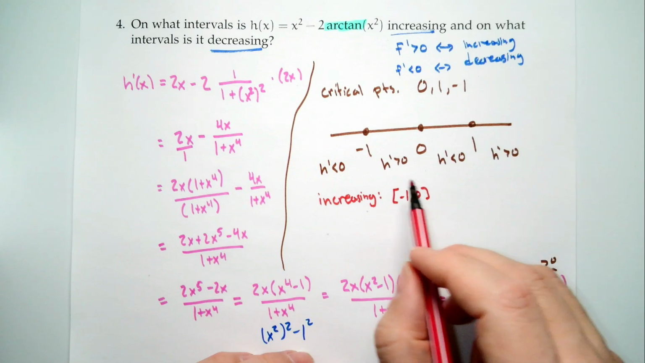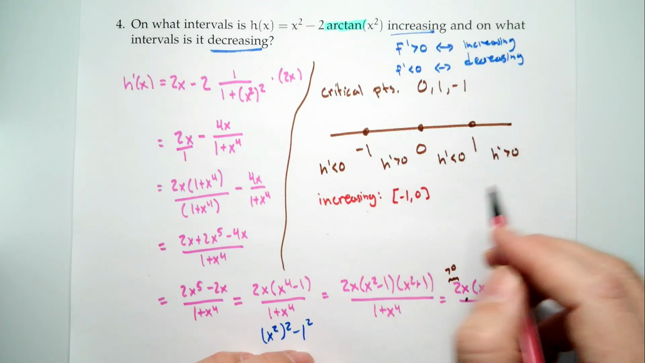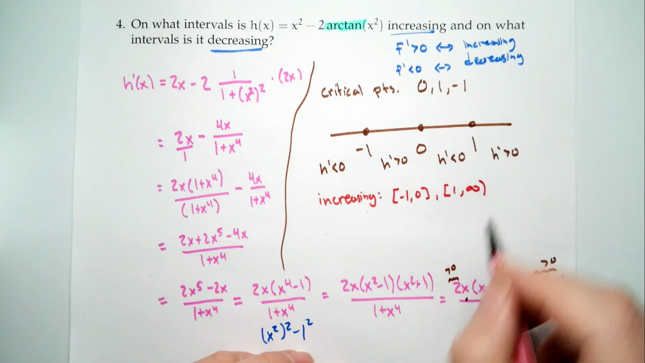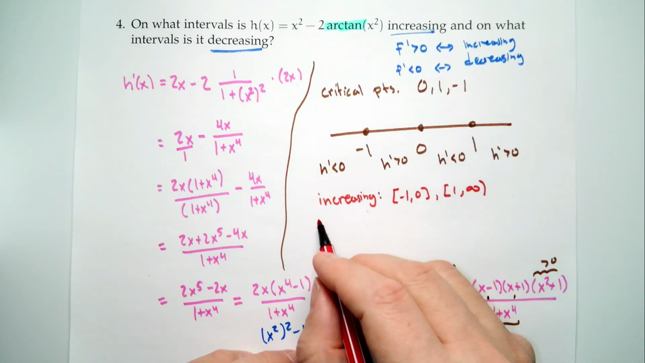And then where else? Okay, here. From 1 and keep going forever to infinity. Where are we decreasing?